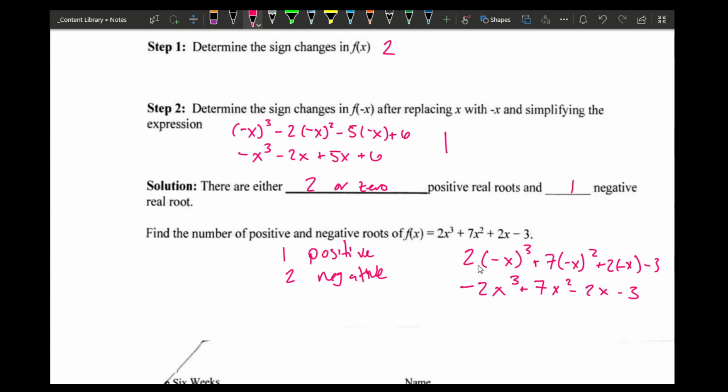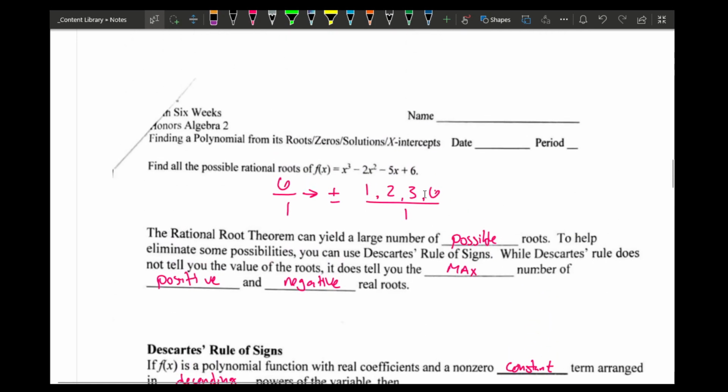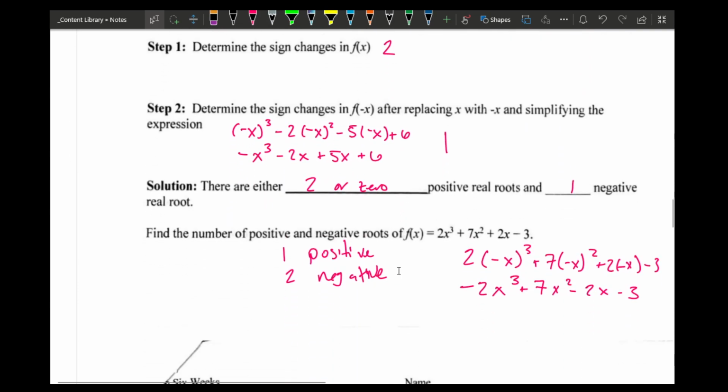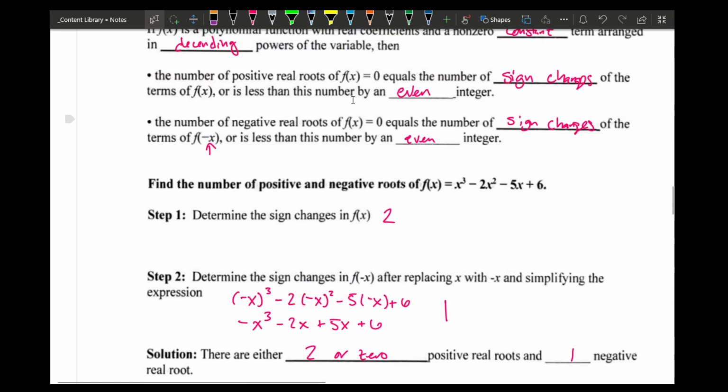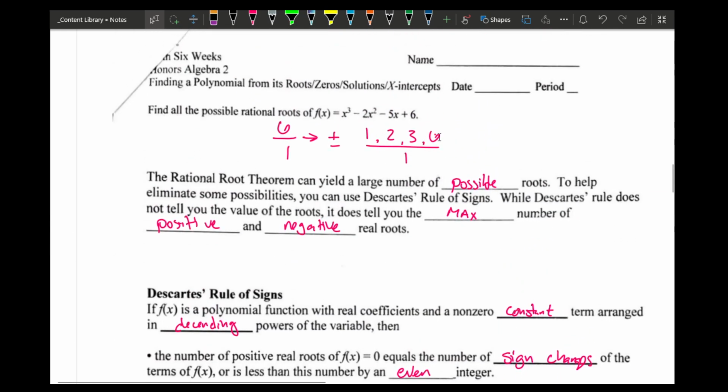So why do I care about this? If I was back up here with this thing where I knew all of the possible roots, once I have one positive, I know there's nothing else positive I've got to check. And then I can start checking the negatives. And I know if I don't get one, I'm done, because I've got to have 2 negatives or 0 negatives. So this stops me from checking every single possibility in this rational root theorem.